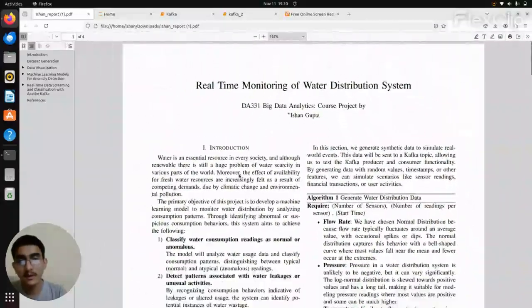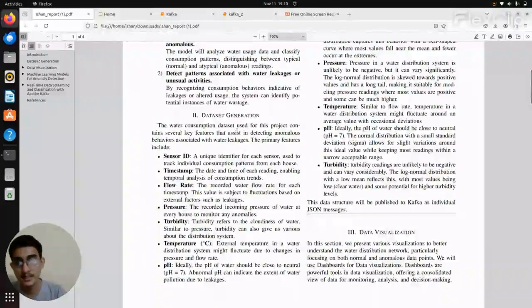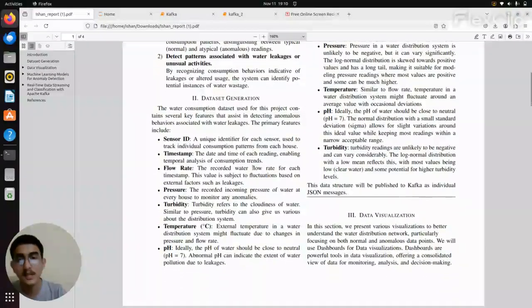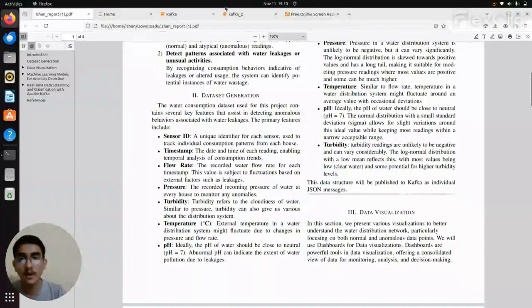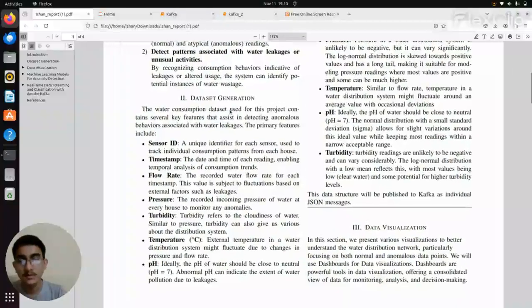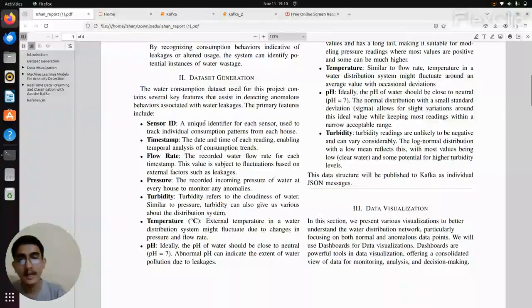The first part of the process involves data generation. For data generation, we define certain features of our data set. Some of the features are sensor ID. We have different houses from which we are getting readings, so each sensor ID defines that house. Then timestamp, the time at which readings were taken.